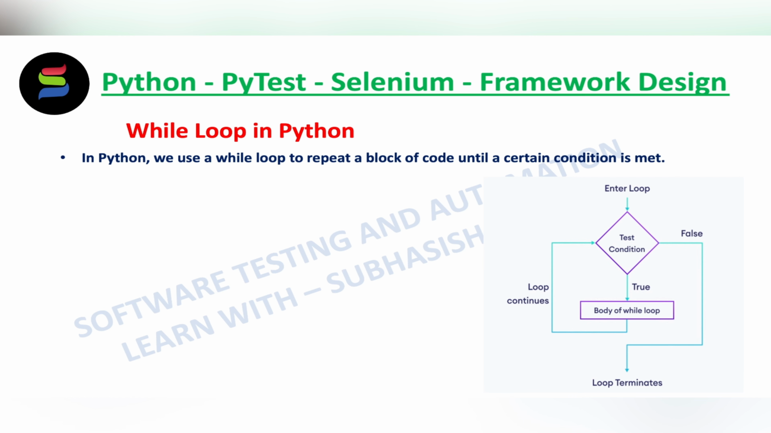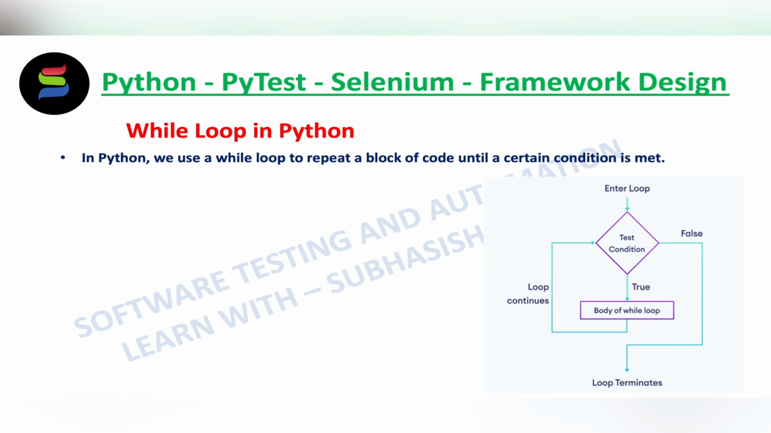So here if you see the block diagram of the while loop, what happens? When we start the loop, there is a condition. If this condition is true, then whatever is written inside that while loop gets executed, and then again it will come here and check the condition. If the condition is again true, then this will get executed. Like that this loop will continue, and when that condition is false, it will come out of the while loop. So that's how your while loop works.